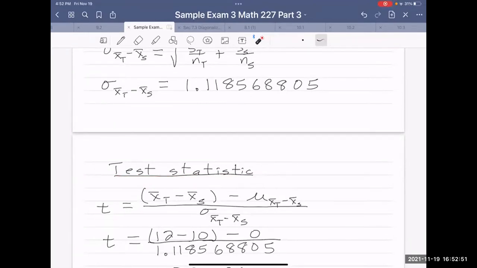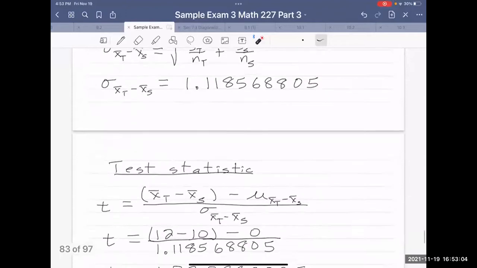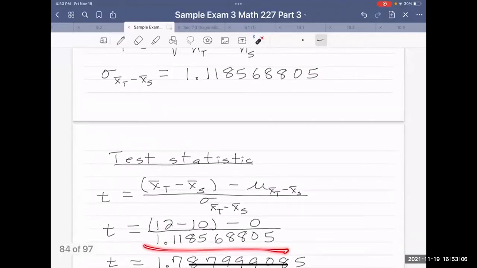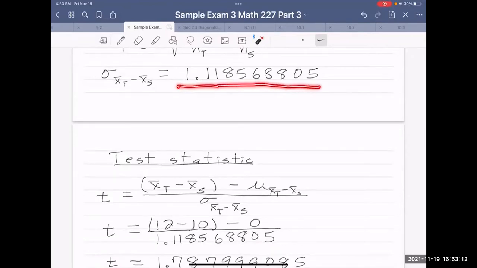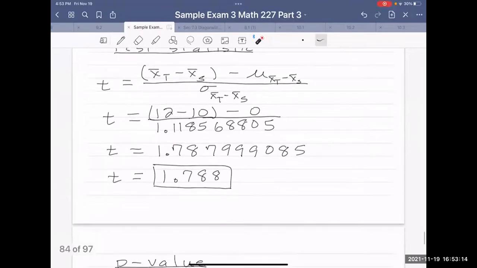So Z equals X minus mu over sigma. So T is equal to the difference in their sample means. And so 12 minus 10 minus mu, which is 0, over sigma, which is 1.118568805. So I get 1.787999085. Rounding to the nearest thousandths, I get 1.788.